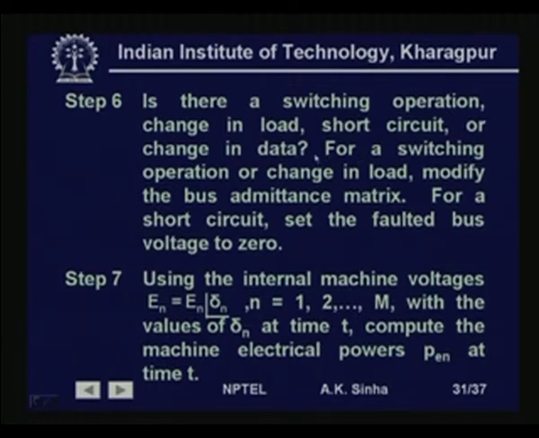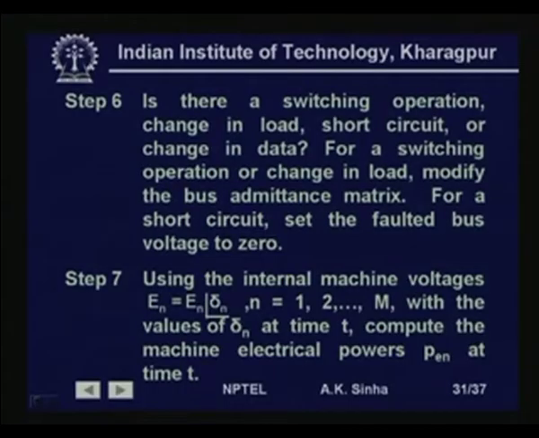So, if there is a change, that is, for a switching operation or change in load, modify the bus admittance matrix. That is, if the load is changed or a line is tripped, then the Y bus matrix needs to be modified, because the admittance of that line will now become 0. Similarly, if the load is changed, then that load admittance has to be changed. So, the Y bus matrix is modified.